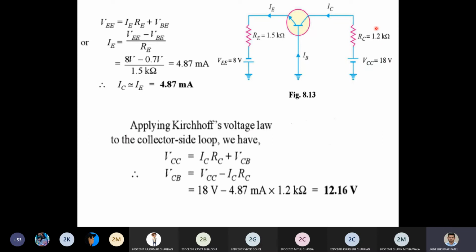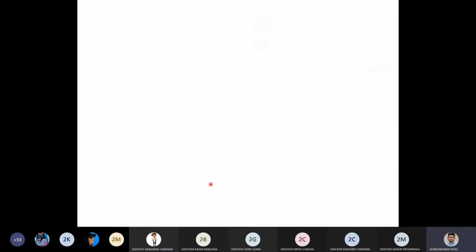Now I'm going to apply the voltage rule over here. So that would be VCC is equal to IC RC plus VCB. There should be something missing.